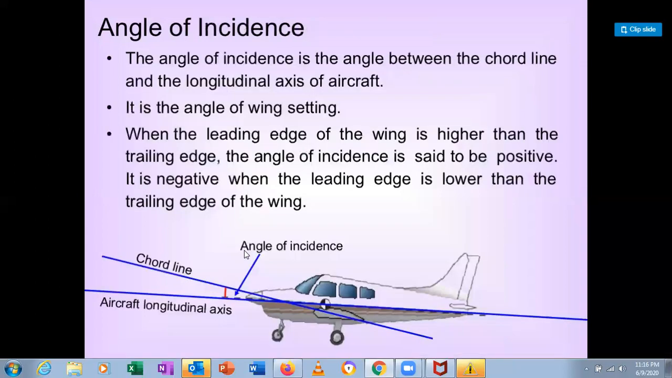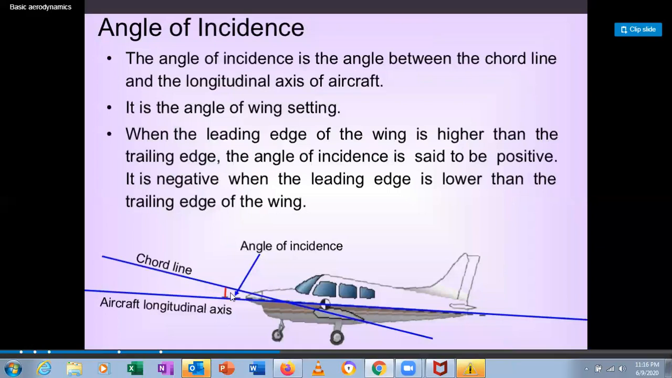And this is called the angle of incidence. You can see the angle of incidence with the nose of the aircraft, the chord line and the aircraft longitudinal axis. The angle of incidence is the angle between the chord line and the longitudinal axis of the aircraft.